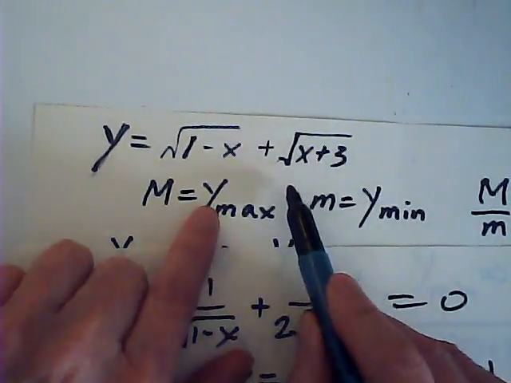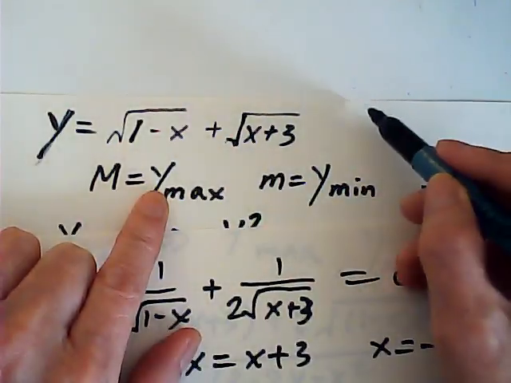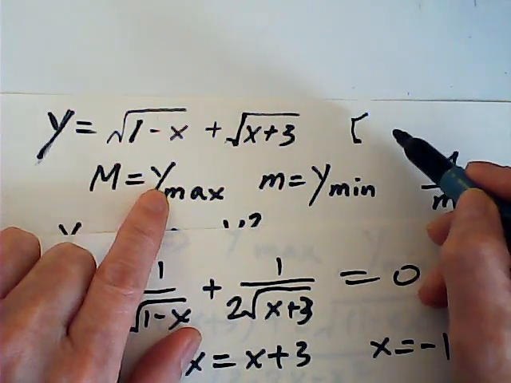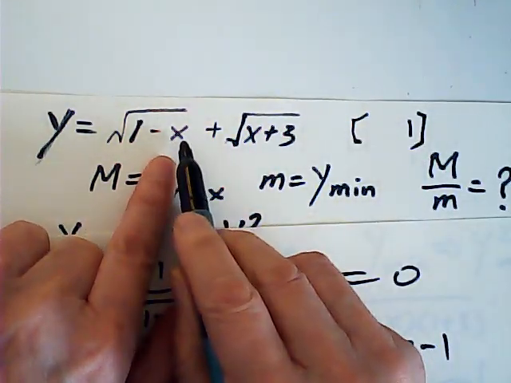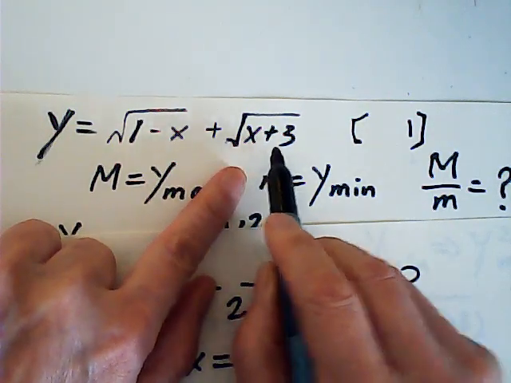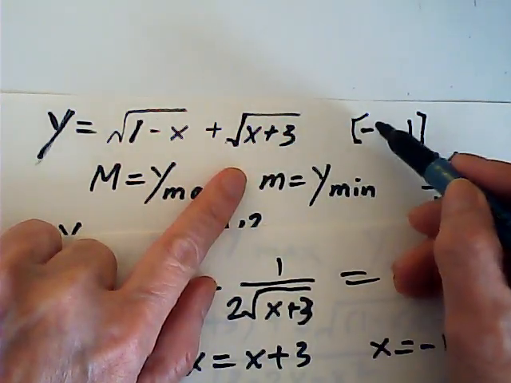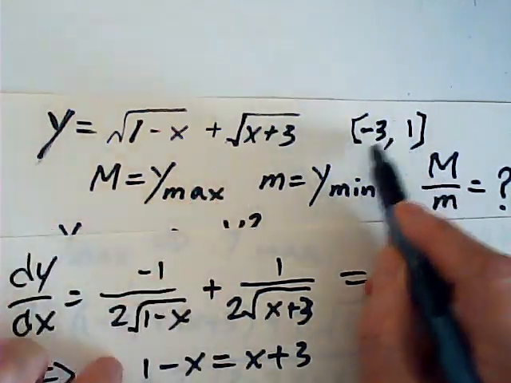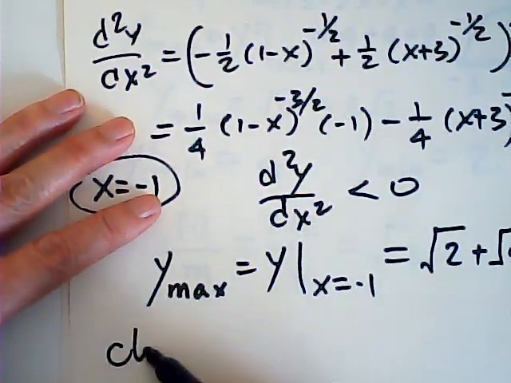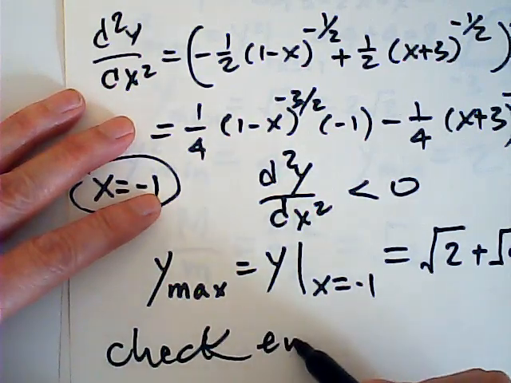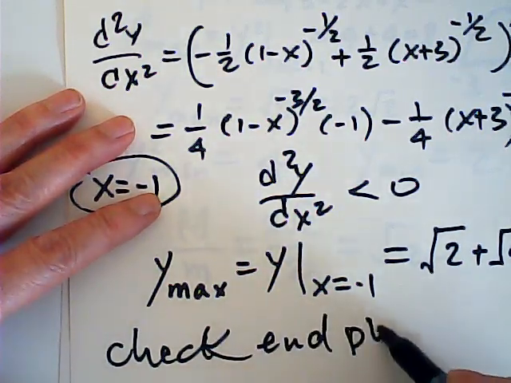Now the endpoints for this function: x cannot be more than 1, and cannot be less than negative 3. So that is the domain. These are the two endpoints. Check the endpoints.